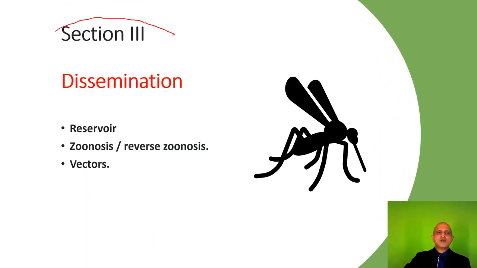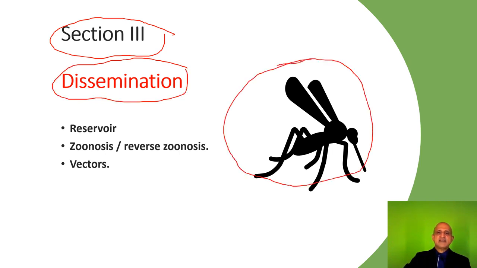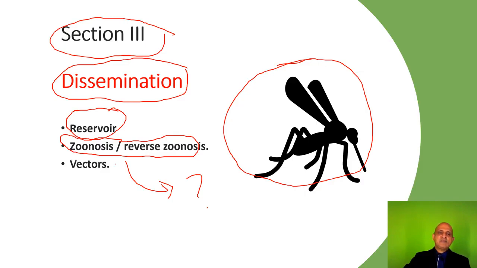Section 3 focuses on dissemination or distribution of the pathogen. For instance, if you have a dengue virus, is there a reservoir for the virus? Is there a case of zoonosis or reverse zoonosis? This means, is the pathogen transmitted from animals to humans and vice versa, from human to animal, or not? So these are questions which must be addressed in risk assessment, and they have been delineated in the PSTS.